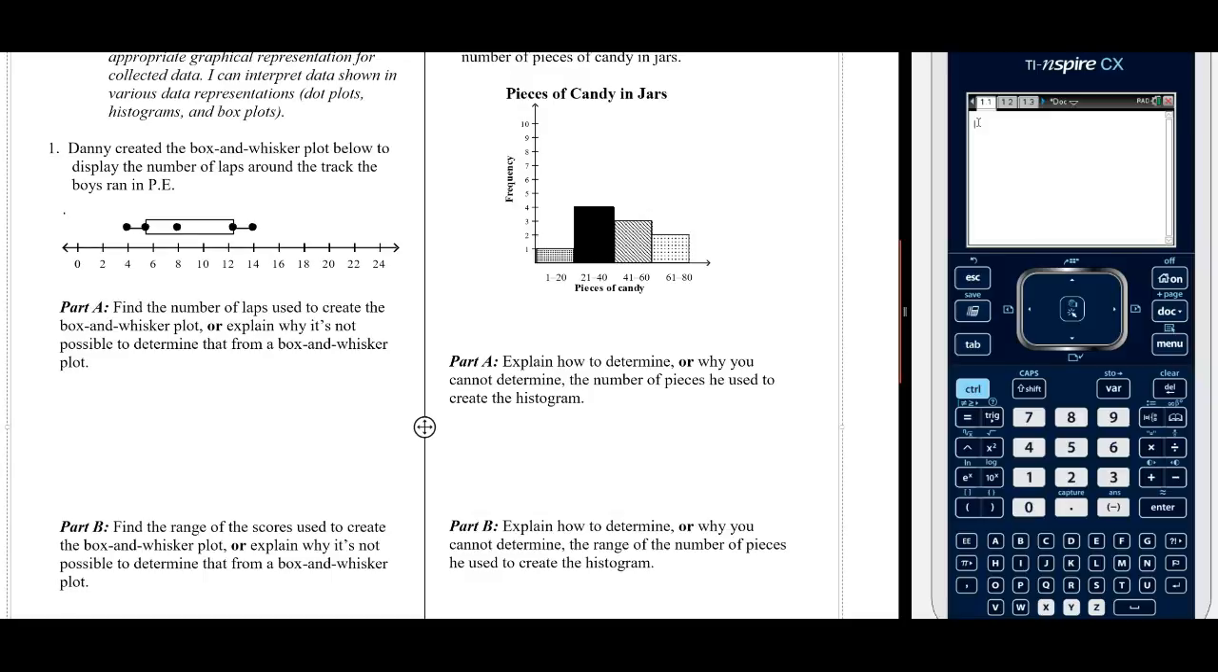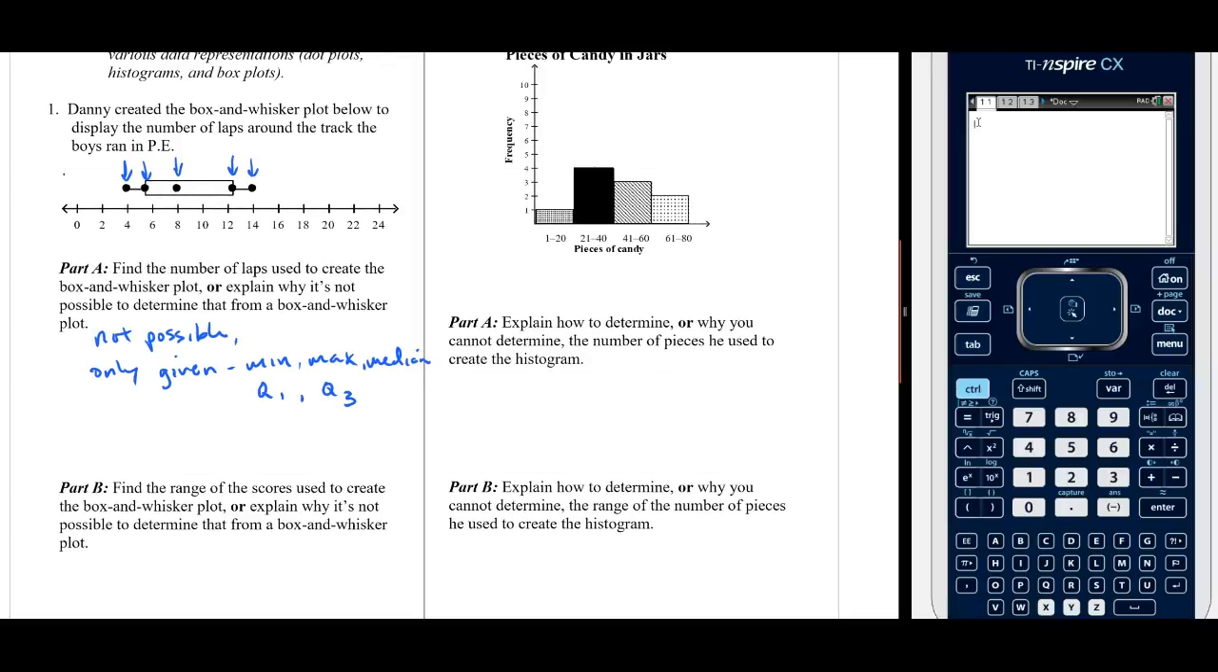So, it's not possible to determine because we're only given 5 pieces of information on this graph. We're given the lowest number of laps, the highest number of laps, the middle number of laps, which is the median, and the upper and lower quartiles. So, not possible. Only given min, max, the median, Q1, and Q3.